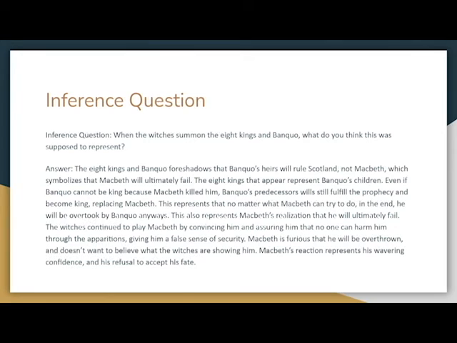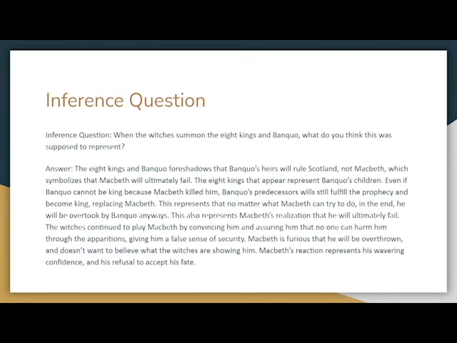Inference question. When the witches summoned the 8 kings and Banquo, what do you think this was supposed to represent? The 8 kings and Banquo foreshadow that Banquo's heirs will rule Scotland, not Macbeth, which symbolizes that Macbeth will ultimately fail. The 8 kings that appear represent Banquo's children. Even if Banquo cannot be king because Macbeth killed him, Banquo's descendants will still fulfill the prophecy and become king, replacing Macbeth. This represents that no matter what Macbeth can try to do, in the end, he will be overtaken by Banquo anyways. This also represents Macbeth's realization that he will ultimately fail.